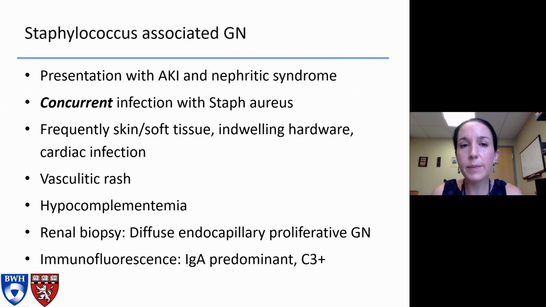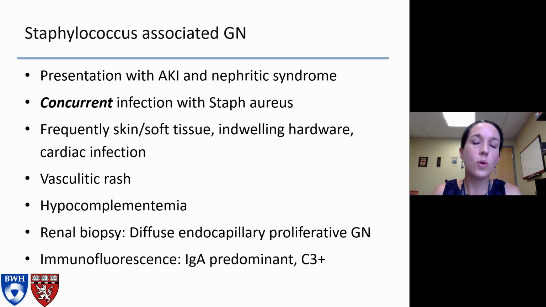So to talk briefly about staphylococcal-associated GN, because I think this is one that's not discussed quite as widely, patients tend to present with AKI and nephritic syndrome, and it's concurrent with the infection, frequently of skin and soft tissue, but patients also have infection of indwelling hardware and cardiac infection. They have a vasculitic rash. Hypocomplementemia is often present, but not always.